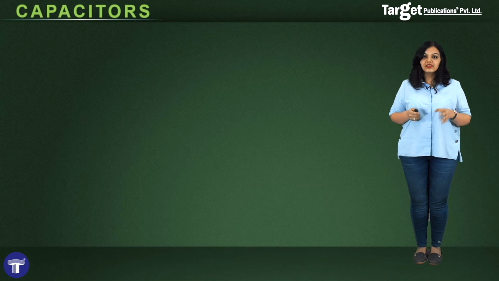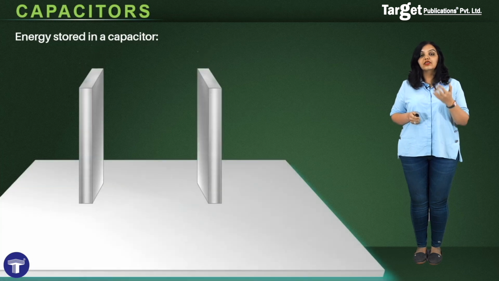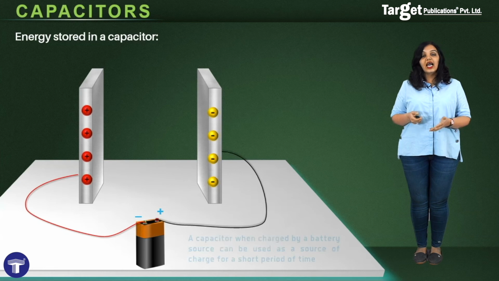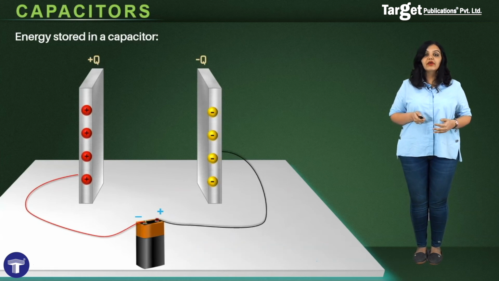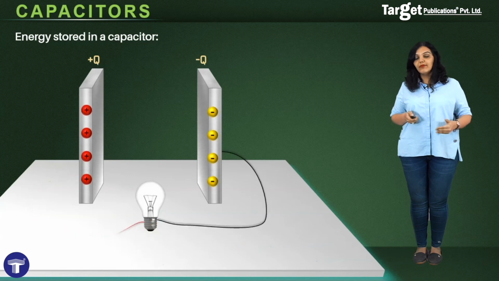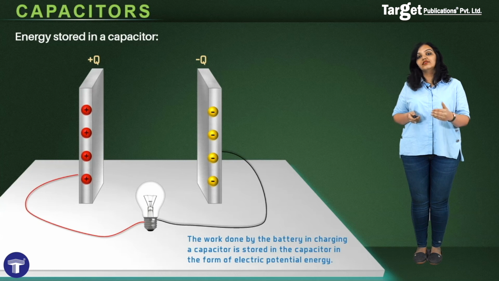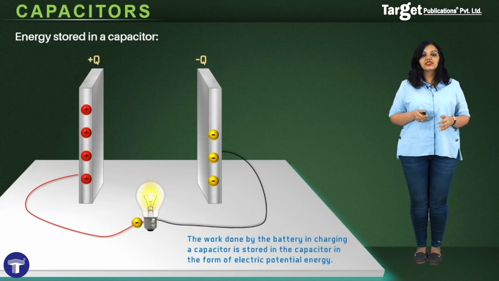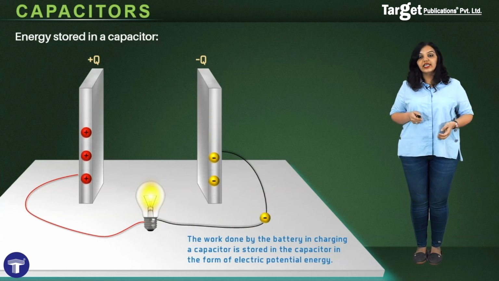We know that capacitors are used to store energy. In fact, that's their primary function. We know this because when we connect the capacitor to the terminals of a battery, in such a case, the capacitor gets charged. And then this capacitor can be used as a source of charge for a short period of time. For example, we know that if I remove the battery in this case, the charge will still remain. And then I can use the charge on this capacitor to actually flow current through the circuit, and I can actually light my bulb using the charge that was stored in the capacitor.